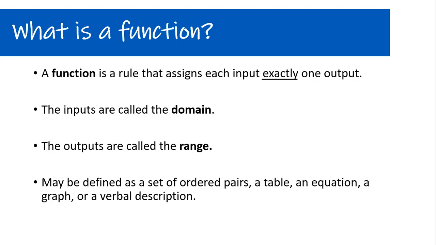So starting with section 1-1, we're going to talk about functions. So what is a function? In general, a function is a rule that assigns each input exactly one output. So an input is X and an output is Y. For every value of X, I only get one value of Y. The inputs are called our domain, so our domain is the possible X values, and our outputs are called the range. So the range is all of the possible Y values.